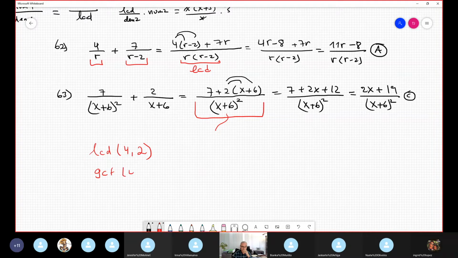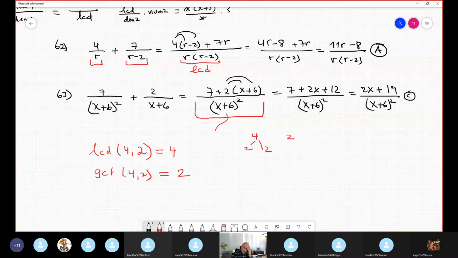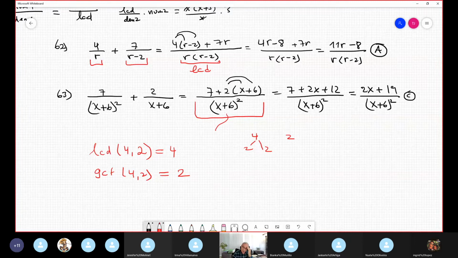GCF. And between 4 and 2, I agree 100% with you, it is 2. However, the least common denominator is 4. Because 4 is 2 and 2, and 2 is just 2. And the rule for finding a least common denominator, when you have repetition, is you take the majority in only one number. And that makes sense, right?